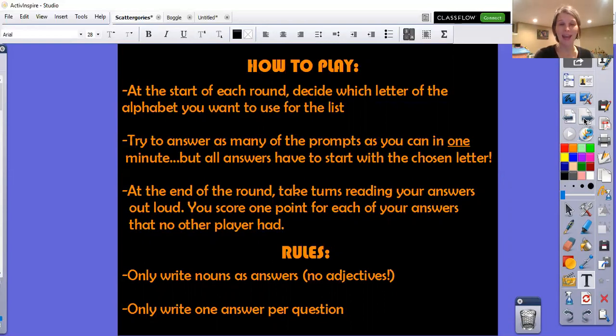You can only write nouns as answers. No adjectives to try to turn a hard noun into the correct letter. It has to be a noun. It names a person, place, thing, or idea. And you can only write one answer per question.